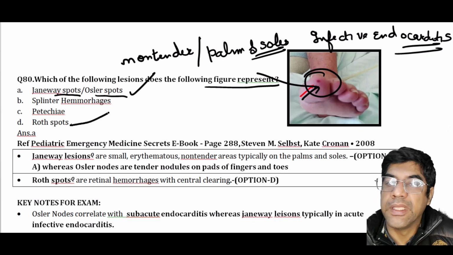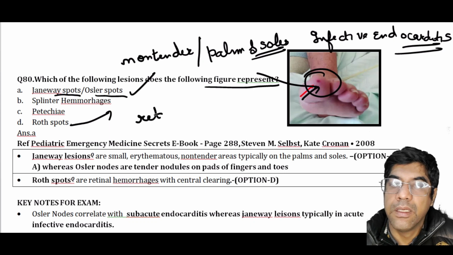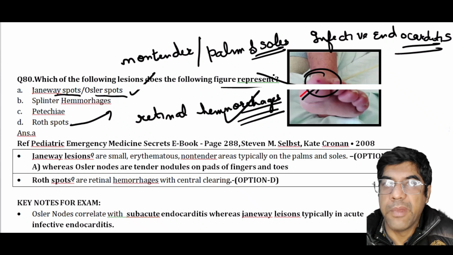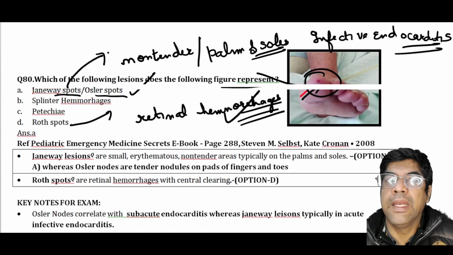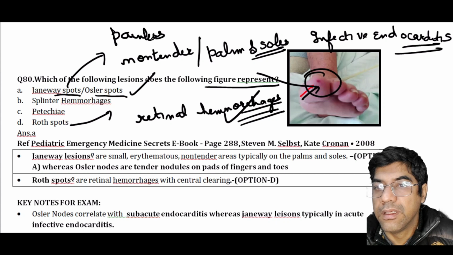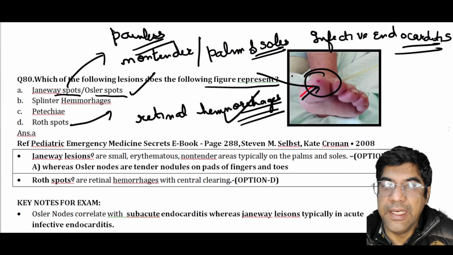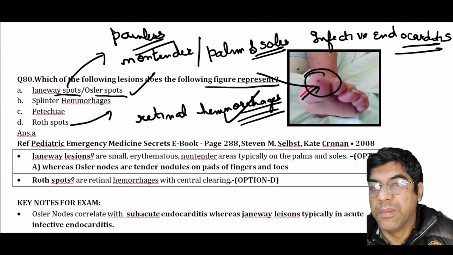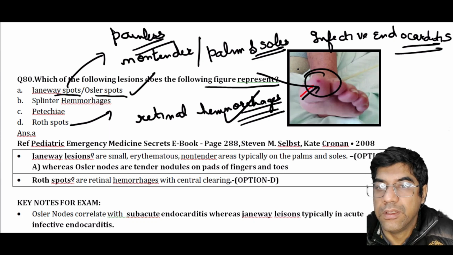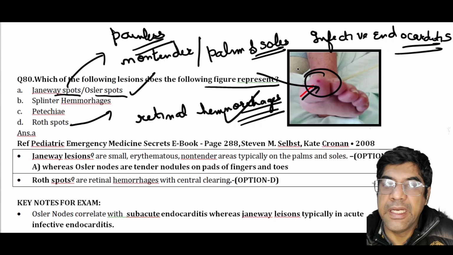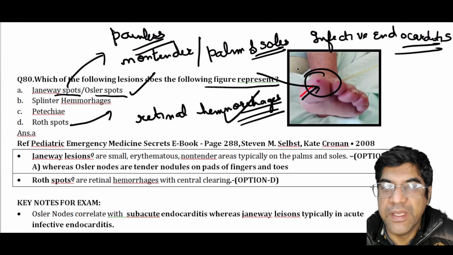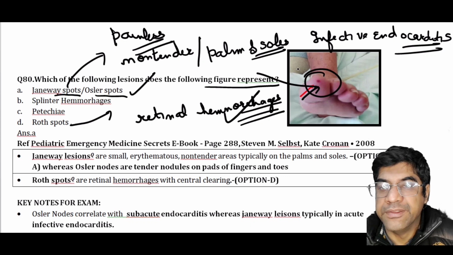What are the Roth spots? They are retinal hemorrhages with central clearing. So remember, Janeway spots are often painless and may be flat or slightly raised. These lesions result from small hemorrhages within the dermal blood vessels. They are more commonly seen in conditions like infective endocarditis, where bacteria in the bloodstream can lodge in small vessels and cause localized damage.